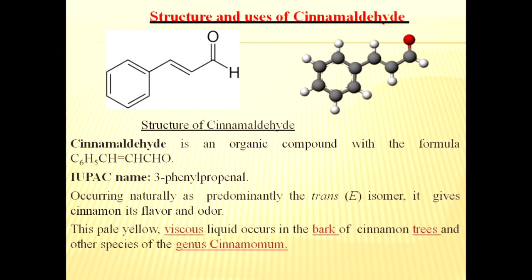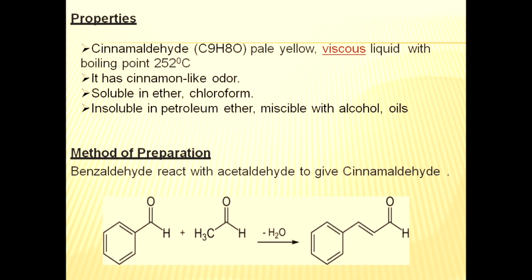So it is a very useful food flavoring compound. It is a pale yellow viscous liquid present in the bark of the cinnamon tree and other species of the genus Cinnamomum. Now, cinnamaldehyde properties: its molecular formula is C9H8O. It is a pale yellow, viscous liquid with a boiling point of 252 degrees. It has a cinnamon-like odor. Furthermore, cinnamaldehyde is soluble in ether and chloroform. It is insoluble in petroleum ether and miscible with alcohol, oils, etc.